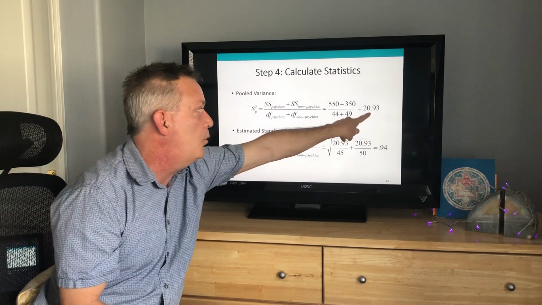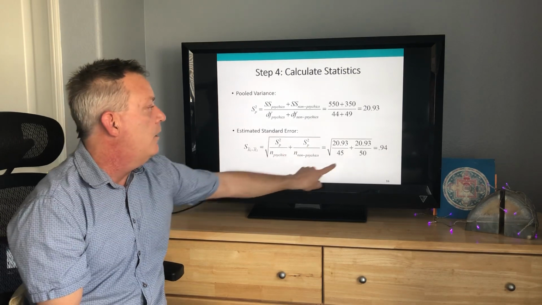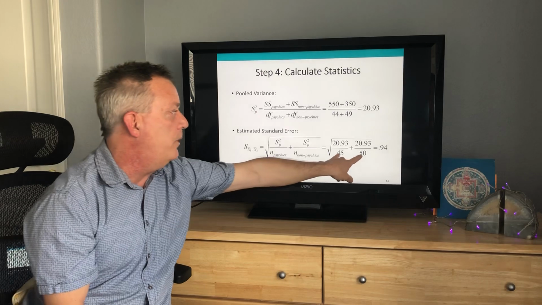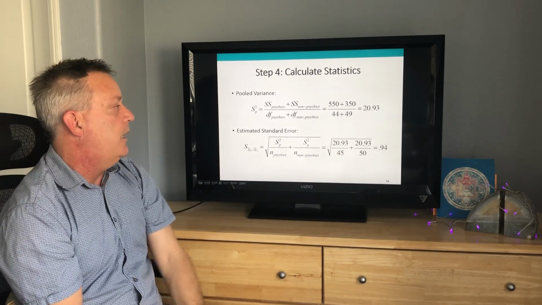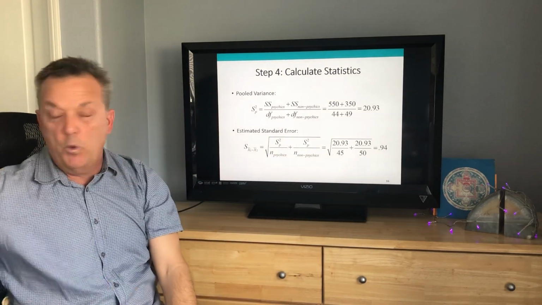And so you plug in 20.93 here and here. And you plug in 45 and 50 here and here. And then what we do is we add up these and take the square root. And so essentially that is 0.94.